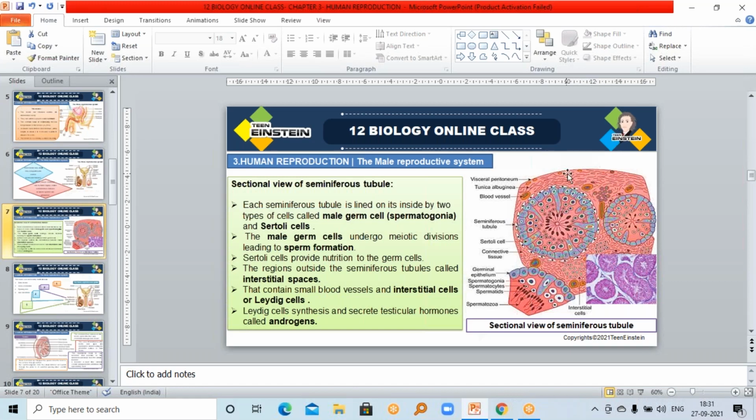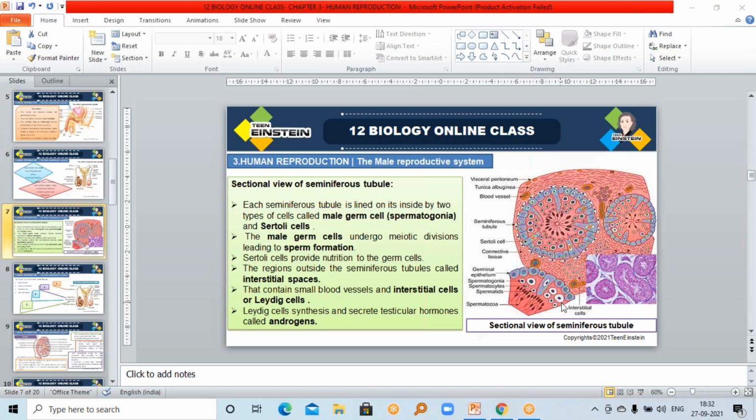So the wall of the seminiferous tubule consists of two types of cells. You can see this is the seminiferous tubule. The first one is male germ cells or spermatogonia. Here you can see two types of cells: one is small and another is some kind of large cells. So there are two types of cells in the wall of the seminiferous tubule. First one is male germ cells, or spermatogonia. You can see the male germ cells or spermatogonia here.